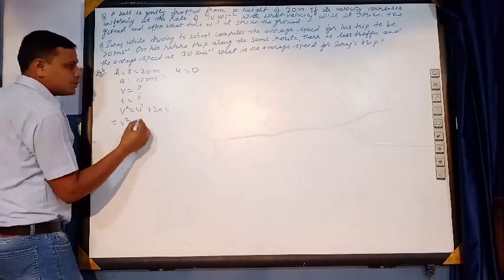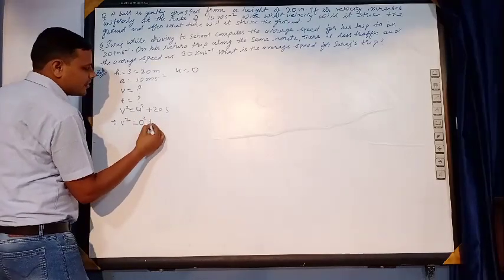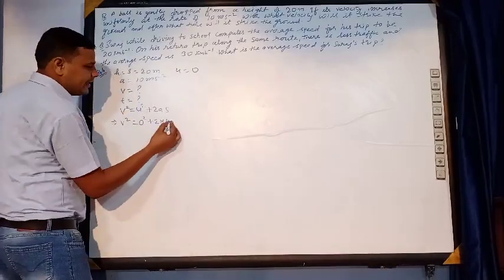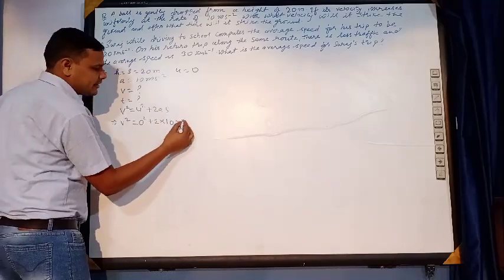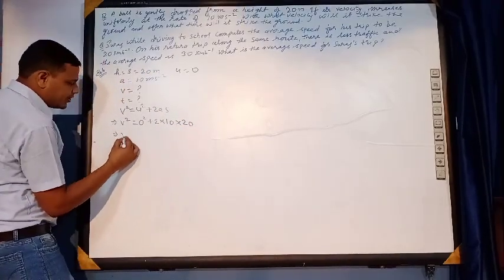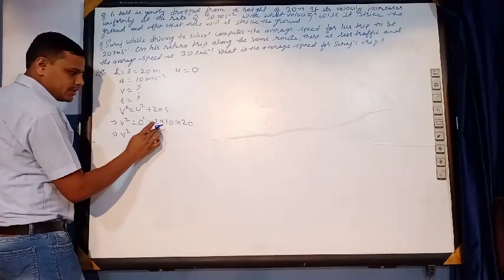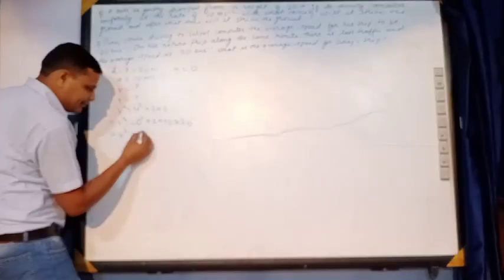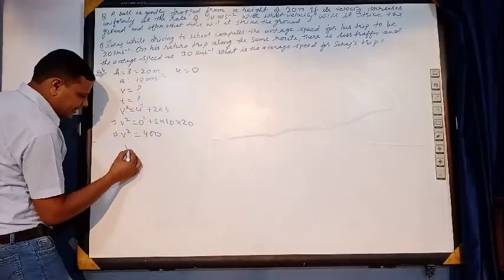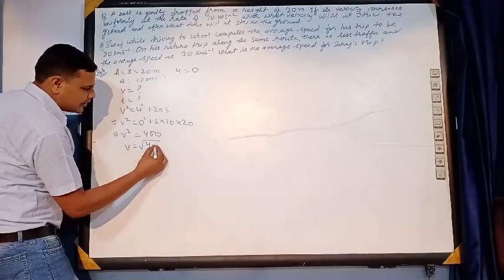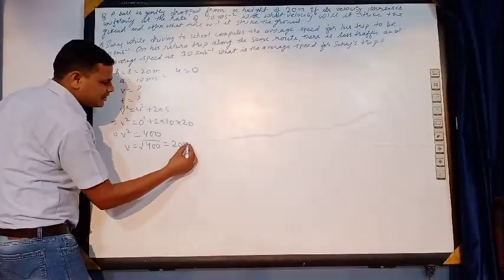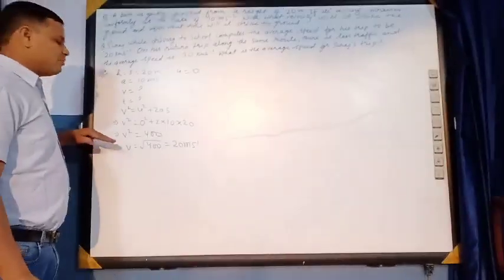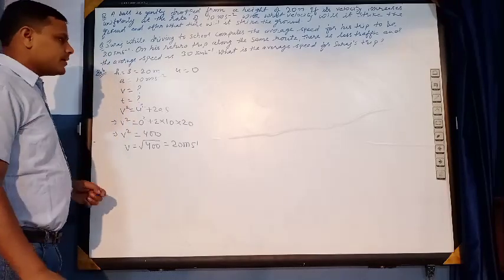We have to calculate u square, 0 square plus 2 multiplied by acceleration 10 multiplied by distance, that is 20. So 0 square will be cancelled, 2 multiplied by 10, that is 20, multiplied by 20, that is 400. So we will get v is equal to under root 400, that is 20 meter per second. So with the velocity of 20 meter per second, it will strike the ground.